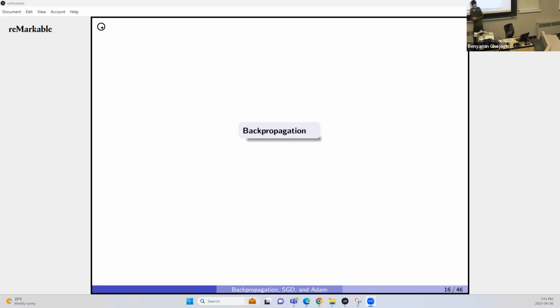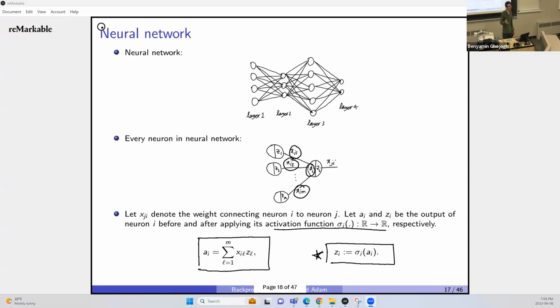Last time we talked about backpropagation at the end of the class. Let's review that again because it was a bit fast. So let's do that again. By the way, before we start, any question? No? Okay.